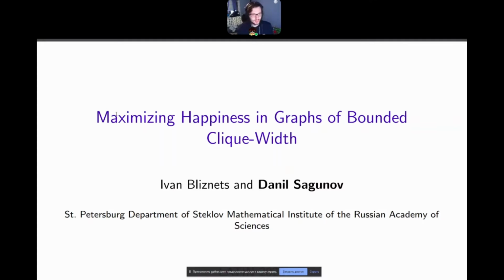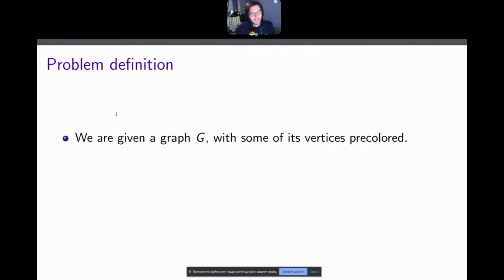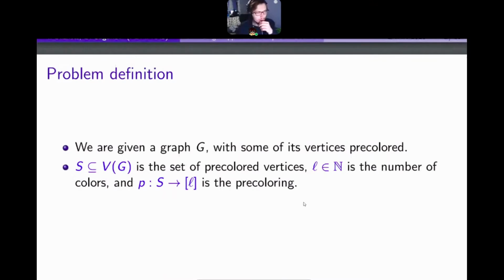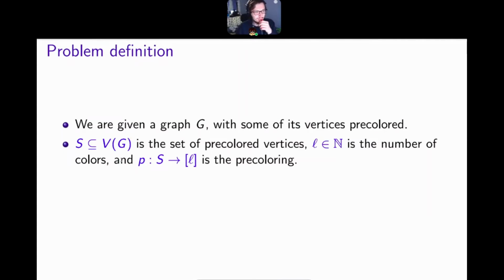Okay, so first let me explain the word happiness and what maximizing happiness means. We consider a computational problem in which we are given a graph G, and some of the vertices of this graph are given some color. So we have a set of precolored vertices. L is the number of colors, and P is the precoloring of this graph.